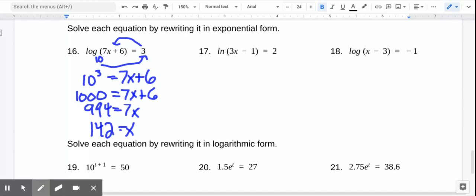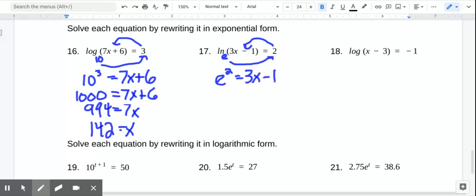So now let's try it with number 17. Natural log of 3x minus 1 equals 2. Again, we want the natural log to go away. So the way we do that is we rewrite it as an exponent. Natural log is base e. So we're going to rewrite this as e squared equals that.